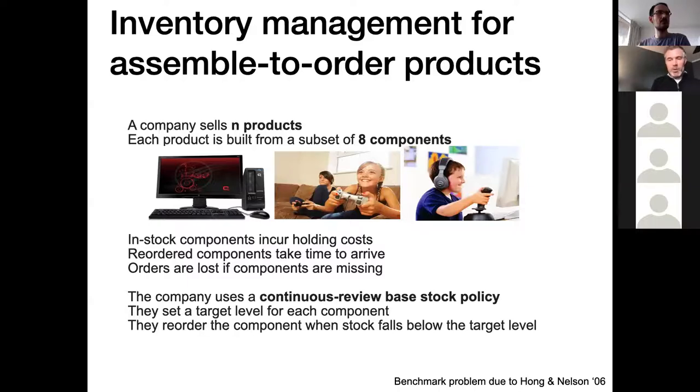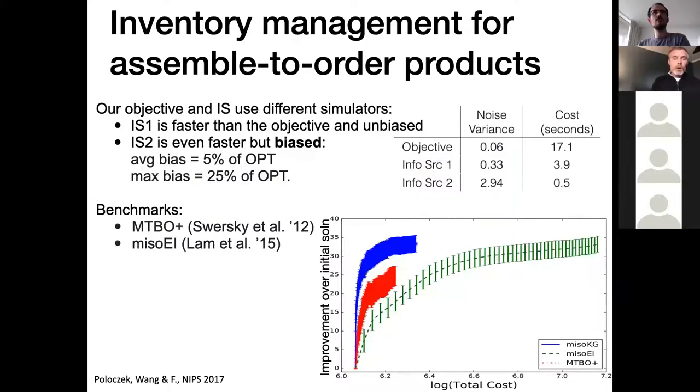I don't know, maybe some of your customers are in the space and maybe use these kinds of methods. So there's an objective function for which we're using a simulation that takes a long time to run. And then we have two other simulations that have different amounts of stochastic noise, and also have different bias and different amounts of cost. And we're comparing this knowledge gradient method, where the results are here in blue, against two benchmark methods from the literature for solving these kinds of problems.